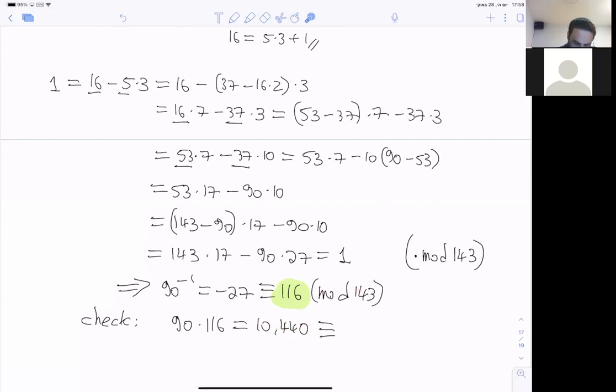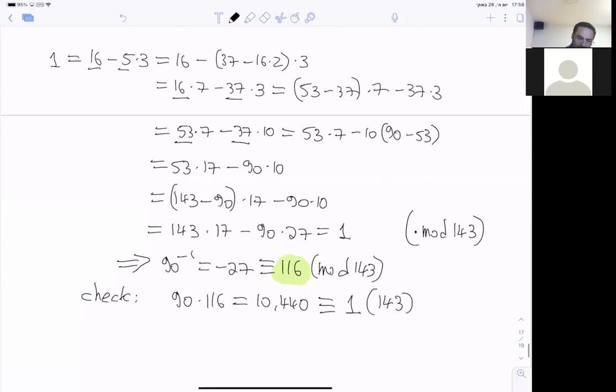So if I take 10,049 and I divide it by 143, yes, okay, so this is one. Okay, so this is the answer. This is the inverse of 90. Is it clear? Yeah. Okay.